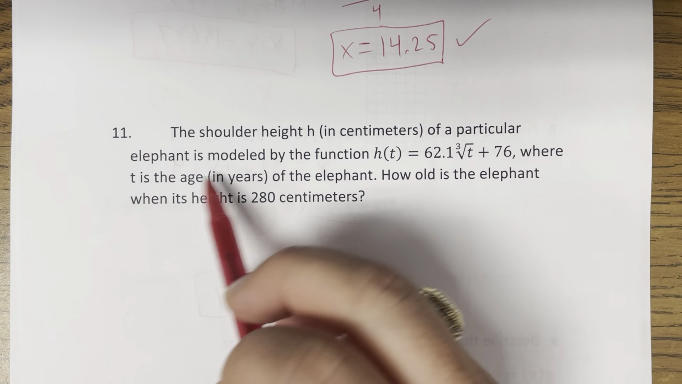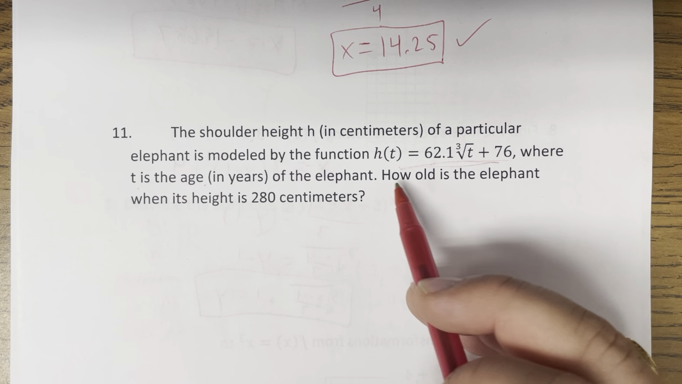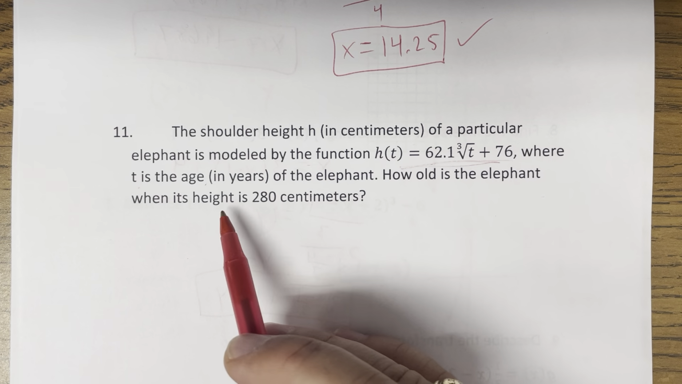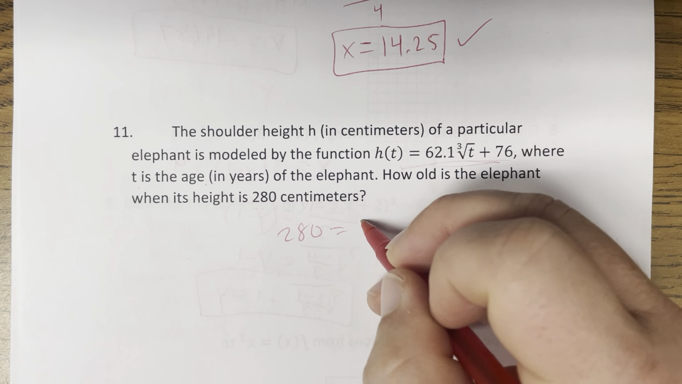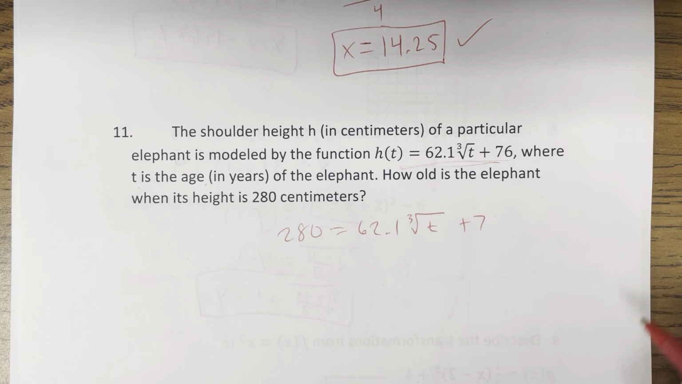The shoulder height of an elephant is modeled by this equation, where T is the age and H is the height. How old is the elephant when its height is 280 centimeters? So we're gonna have the height is 280, and we're gonna solve for the T.